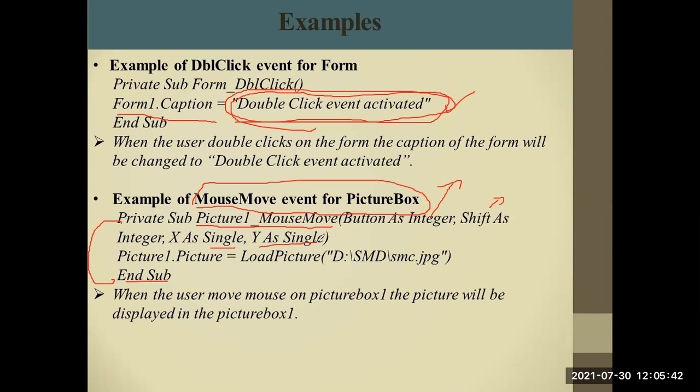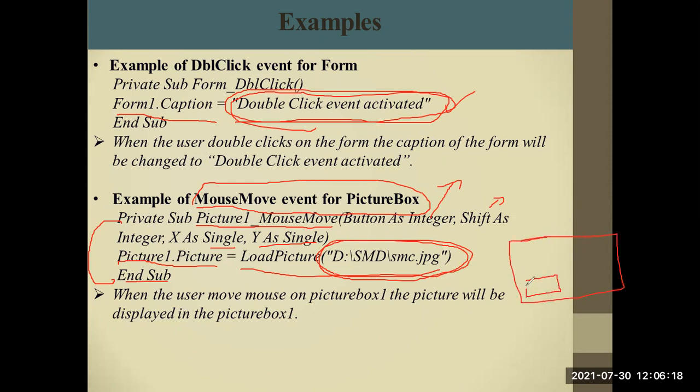Now what is the event doing? If suppose you're performing this event, what the event handler will do is call this function, picture one dot picture. That means in the function called picture one, if there is a picture, it will load a picture from a particular drive. Now this is my path, which is given from where the picture is loaded in the form. So when the user moves a mouse on a picture box, now suppose this is my form.